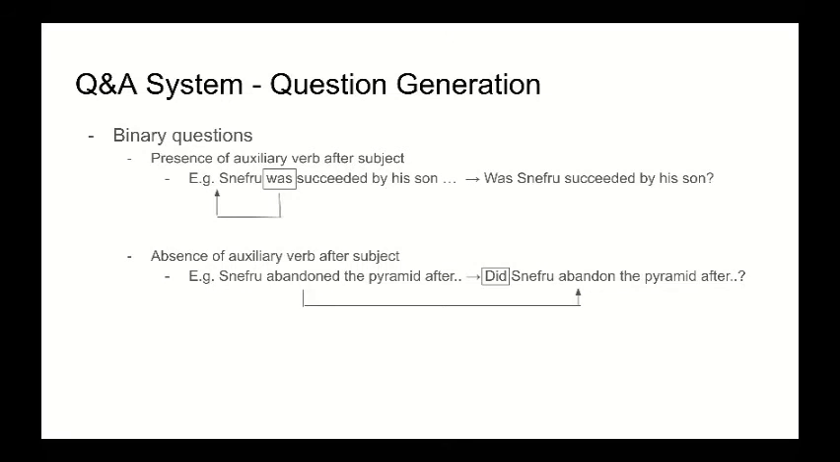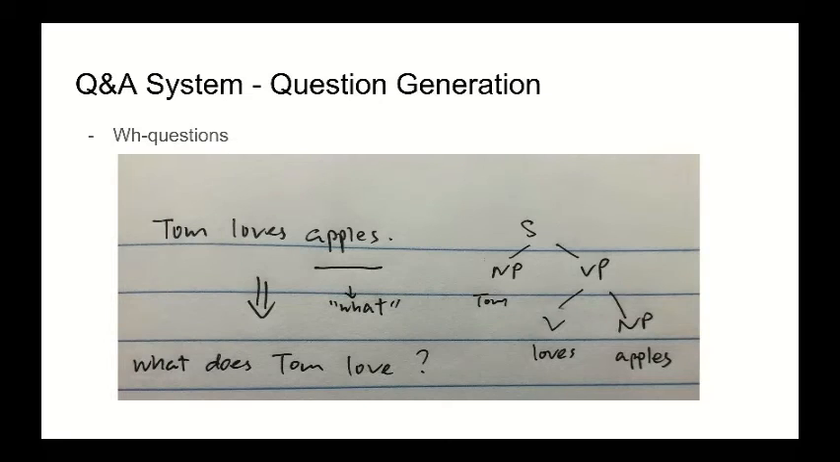For WH questions, we look for POS tags and NER tags in a sentence to determine which WH question to ask. For example, we look for NPs to ask what questions, adverbs to ask how questions. We also use the Stanford NER tagger to identify the specific NPs. For example, we look for the person tag to ask who questions and the location tag to ask where questions.